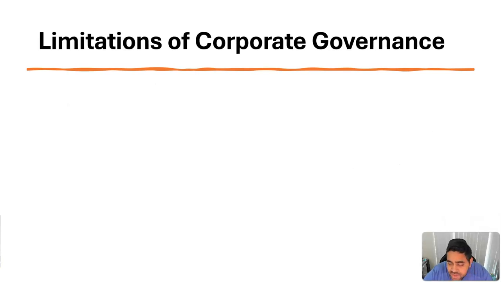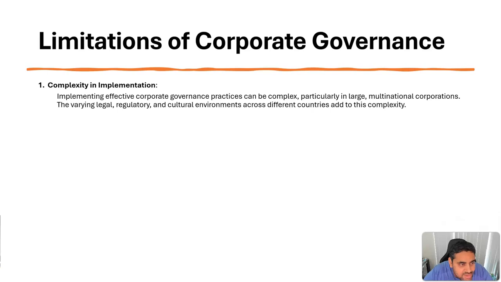What are the limitations we have in corporate governance? The first one is complexity. It is very complex to implement. It is not that easy. Even for the bigger companies, it is more difficult, because you have legal frameworks, you have cultural environment, you have a lot of things which need to be considered before setting up the corporate governance system.